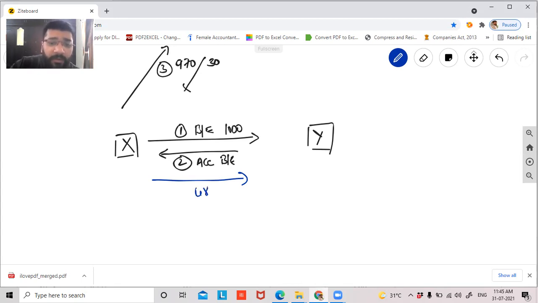485. X is handing over 485 to Y. Now this is mutual help, guys. This is a process where X is drawing the bill and Y is accepting the bill.